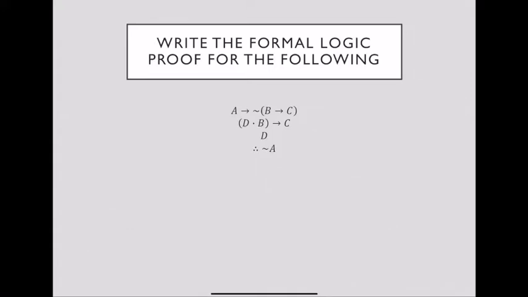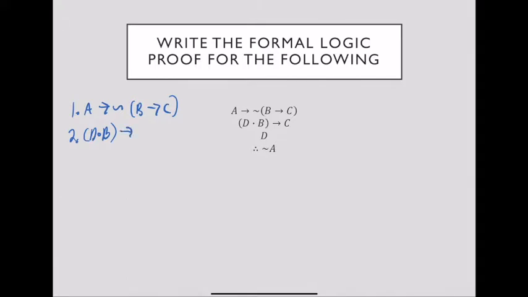Next, we need to write the formal logic proof for A implies not B implies C. If I have D and B implies C, and D, I want to prove therefore not A. So let's go ahead and write our first few rows and kind of figure out a plan of attack.